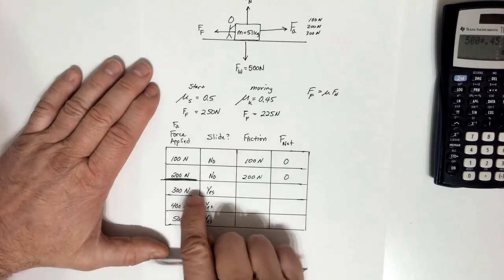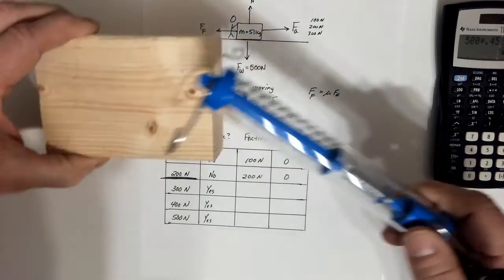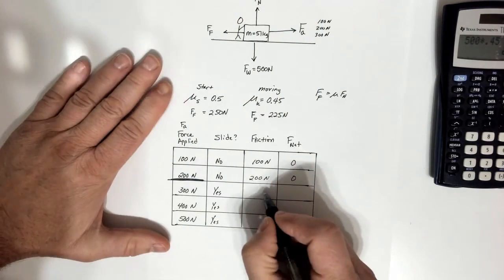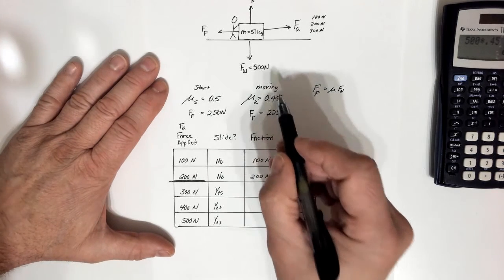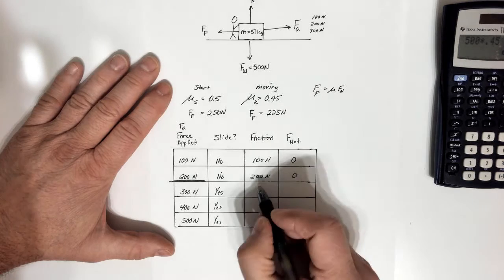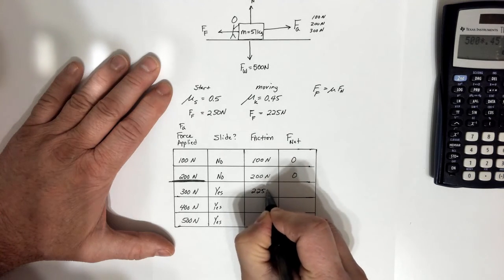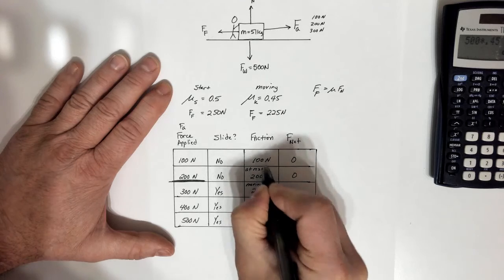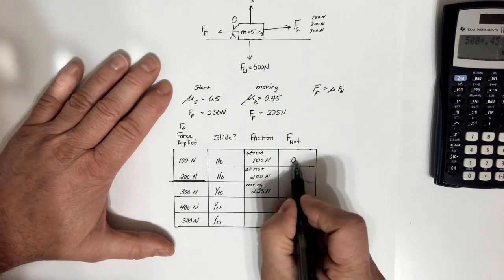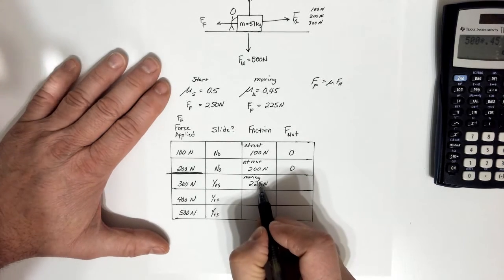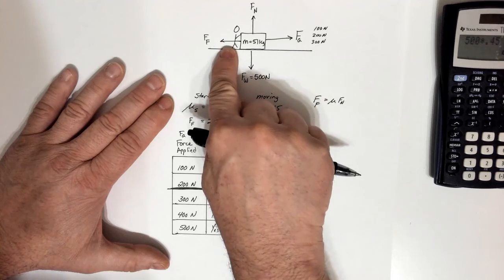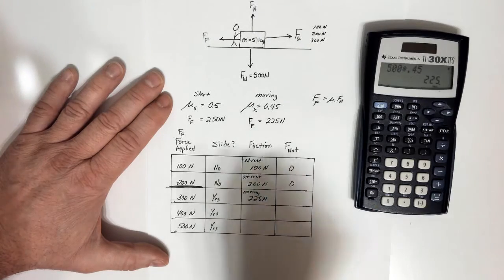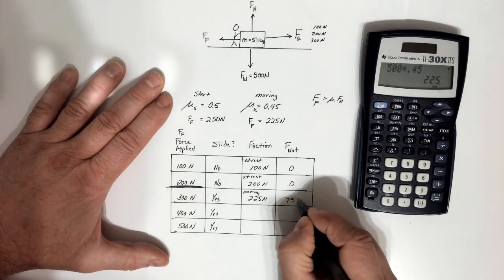Now what happens when I start yanking on this, pulling or pushing with 300 newtons? Now we're really going strong. We finally get it to move. What happens? The friction drops. The friction now drops to 225 newtons because now it's moving. Here it was at rest, so that means 0 and that means 0. But now we're moving, but not everything is going into motion because it's still resisting us the whole time. So I have to subtract this force minus this one because they're in opposite directions. So 300 minus 225 is 75 newtons.